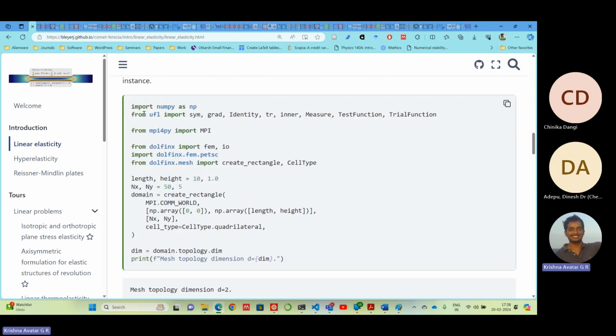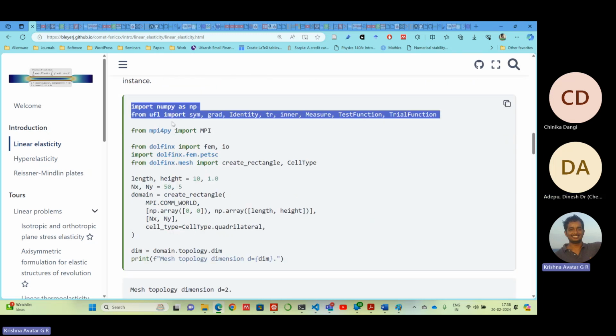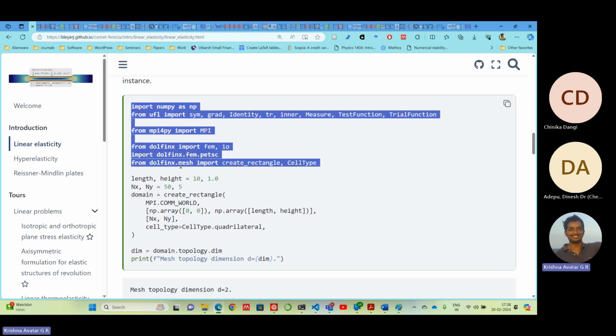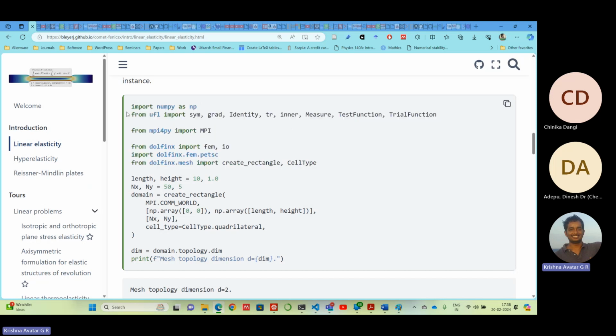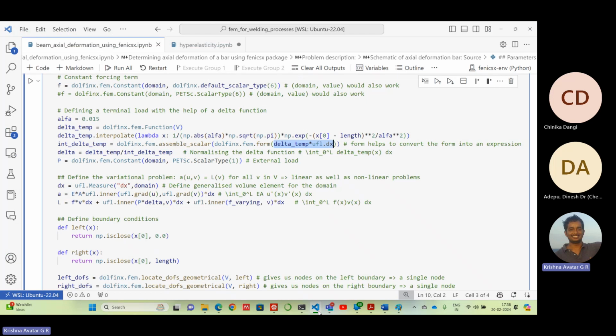So coming back here, we have imported all the necessary files and classes. One way of importing is like this, but I always want to get the actual path. He will use from UFL import grad, inner, measure. But sometimes it becomes confusing, so my advice when coding is that we should always give the full path.